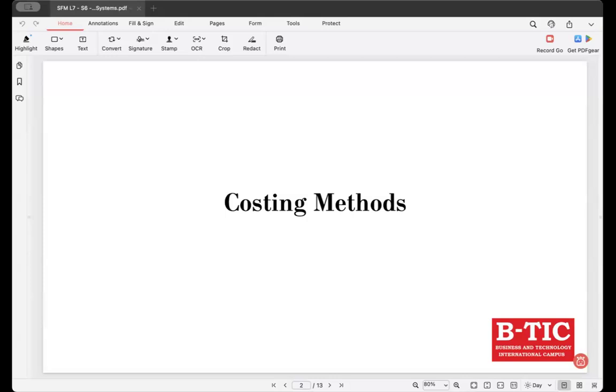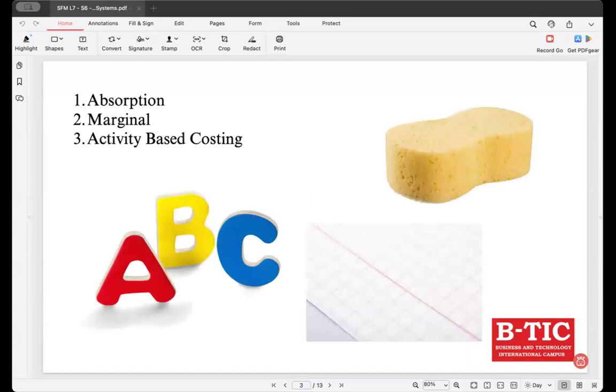We learned the definitions under costing, cost accounting, and then we learned about costing processes. We learned about the difference between cost accounting, management accounting, and so on. And now we're moving on to costing methods. So we have three primary costing methods: absorption, marginal, and activity-based costing.